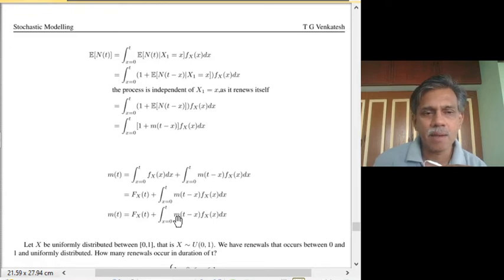Let us take a simple example and get the renewal function for that particular example. For that, let us take X, the general distribution governing the duration between successive renewals, to be uniformly distributed between 0 and 1. So X1, X2, X3 are all IID uniformly distributed random variables taking values between 0 and 1. X is uniform between 0 and 1. So in this case, what will be the m(t)?